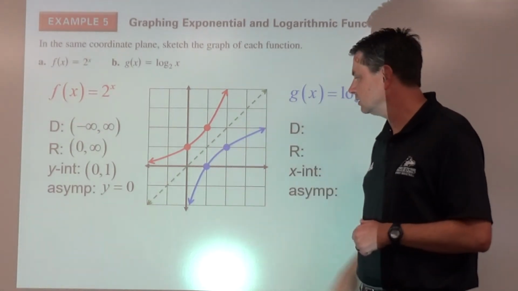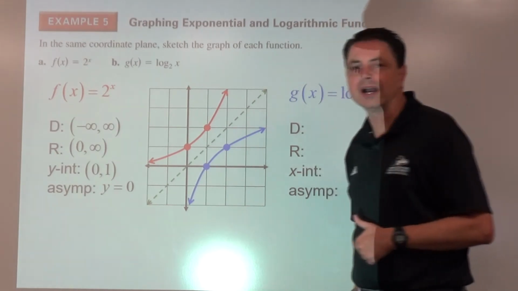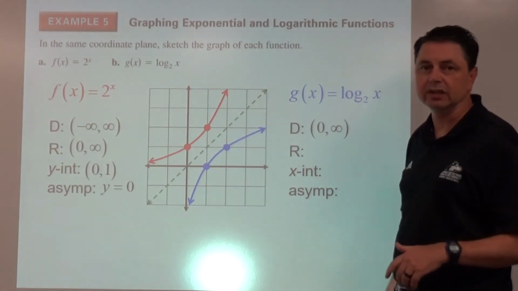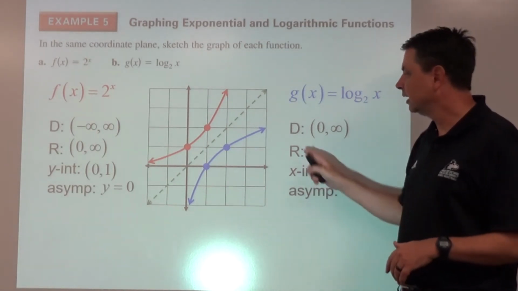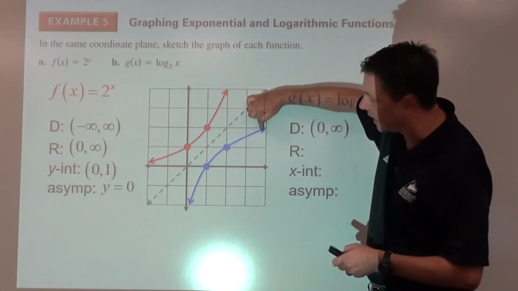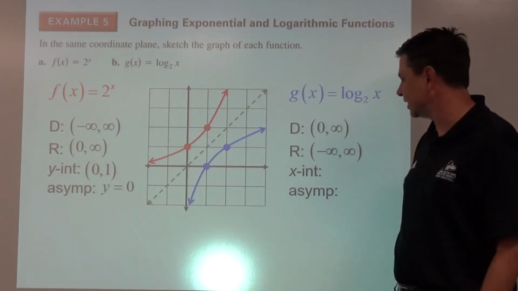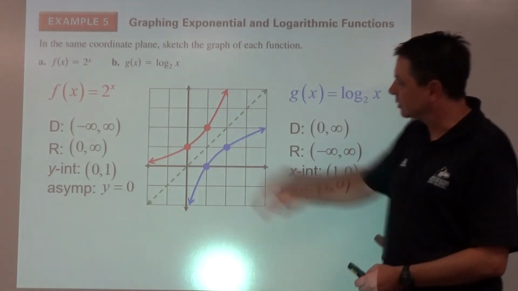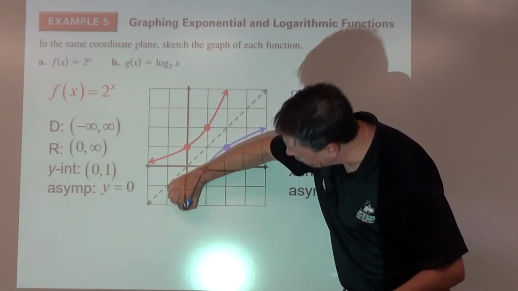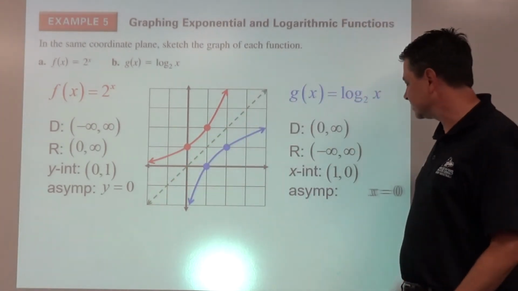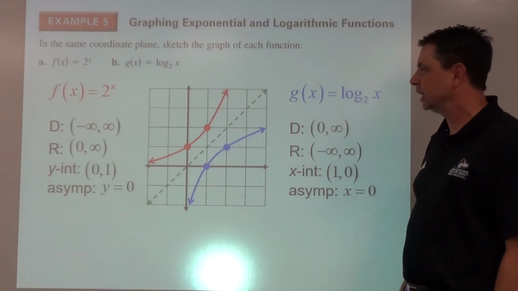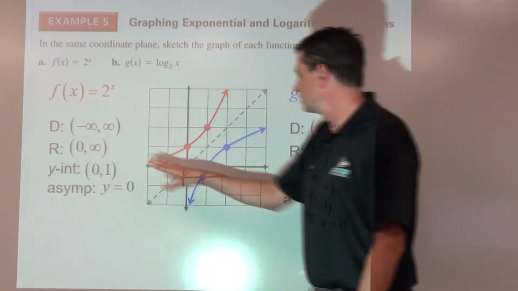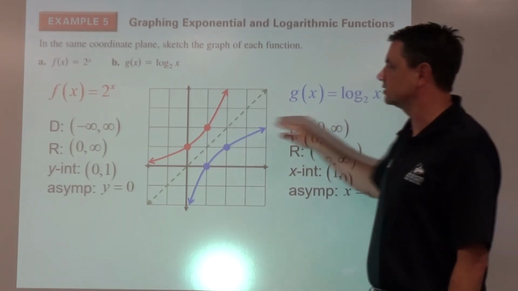So the domain, notice that everything is now to the right of the y-axis. The domain has to be positive x values, and therefore parentheses 0, infinity. The range goes forever down and forever up, so that's all real numbers, negative infinity to positive infinity. The x-intercept is 1, 0. The asymptote, as it goes down here, we keep getting closer and closer to the y-axis, which has the equation of x equals 0. So an important thing here with our inverses, notice the domain here is the range of the inverse, and vice versa.